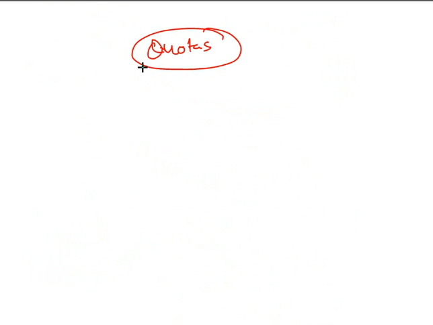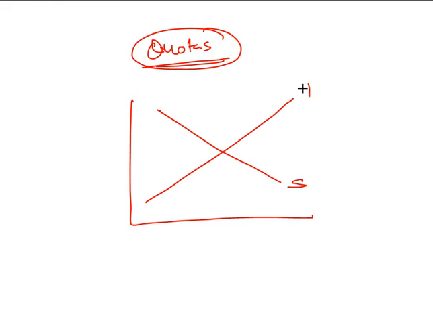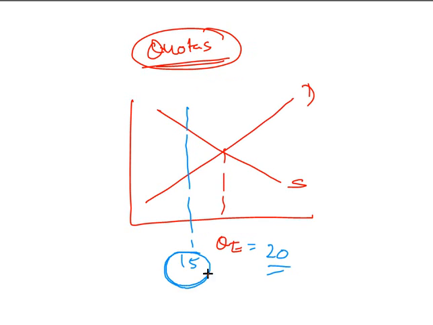Then the next item, quotas and subsidies, are not covered in the book, but it gives a sense, because these are also government intervention. What happens when there is a quota imposed? If this is your supply and this is your demand, this is the equilibrium quantity that you are producing. The government says that in this industry there is a quota and this is the only amount of production that can happen. If the equilibrium quantity was 20, they will say that no more than 15 can be produced.